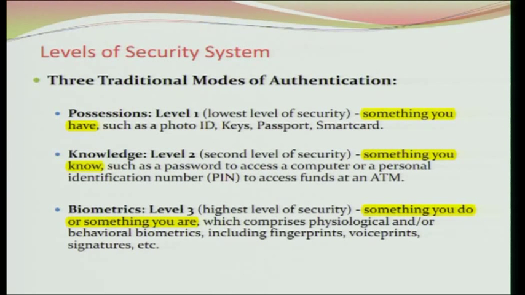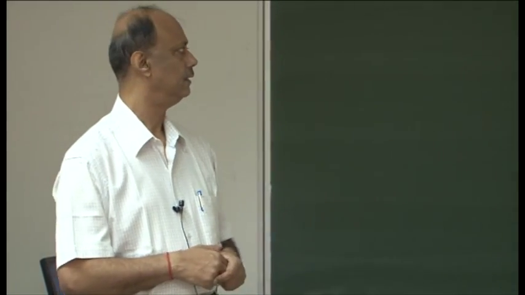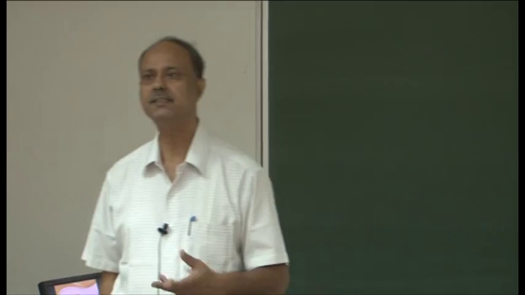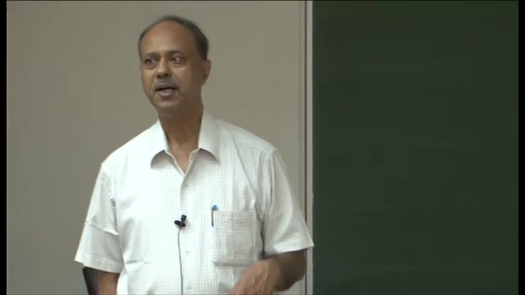Now, there are three traditional ways you can authenticate. Level 1 is the simplest one, possessions, whatever you are keeping with you. For example, this pen is in my pocket, so it is mine. Or your passport. Then there are keys. The car key is with you, so the car is yours. But if the key goes to somebody else, then the car will be with him, provided you don't have any other information to prove that the car is mine. I don't think anybody keeps the chassis number or the car details with him. You always keep them in the car itself.